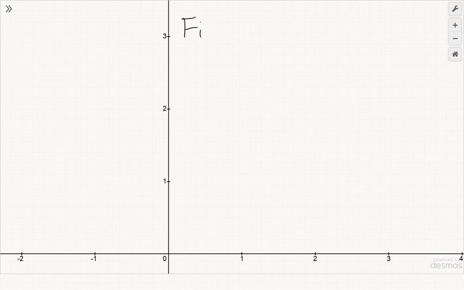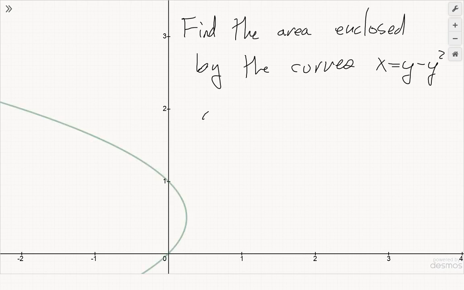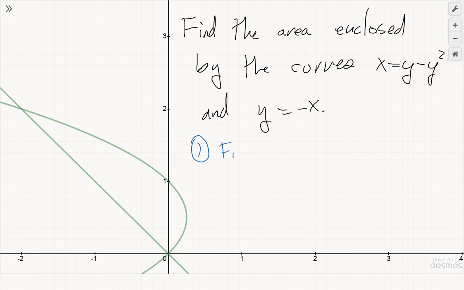So let's see some examples of finding area using a double integration. So we'll find the area enclosed by the curves x equals y minus y squared. So that's this curve, and y equals negative x, which is this. So as a first step, we'll find the points of intersection.